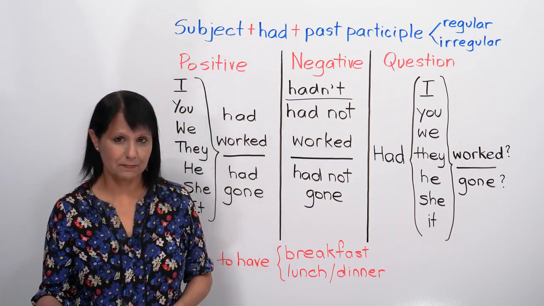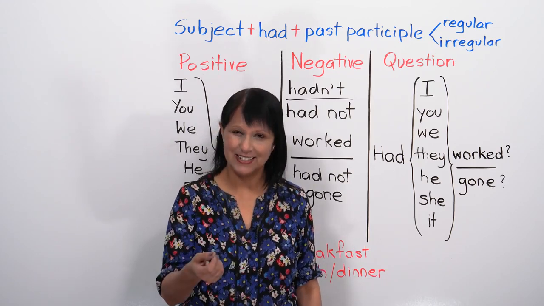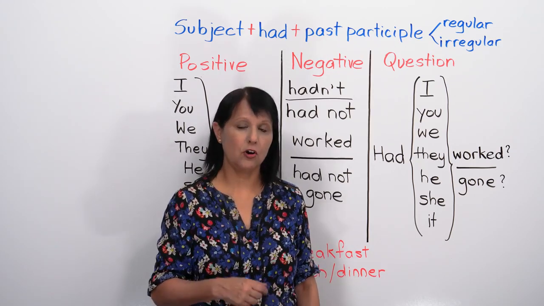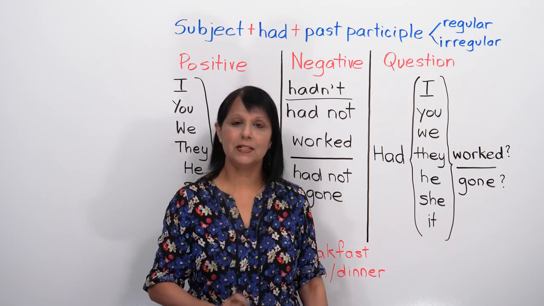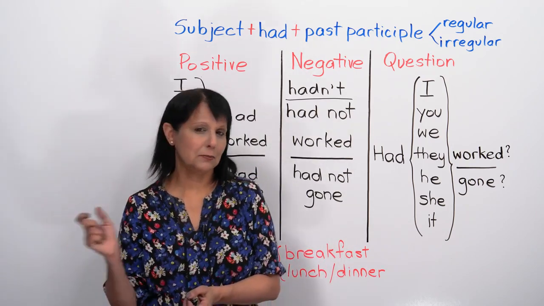had they worked. Now, when you're saying this word, make sure you're saying the ending correctly. Worked, gone. Don't shorten it because otherwise it will sound like your grammar is wrong because of the pronunciation.